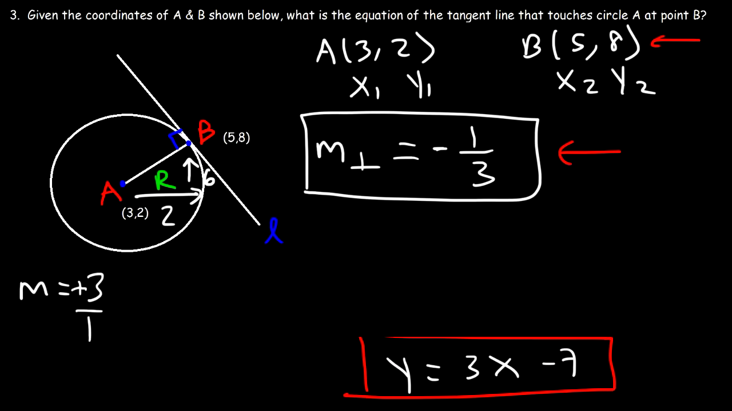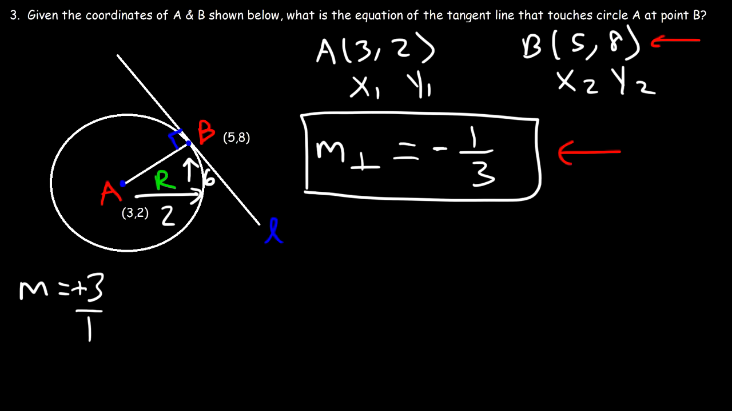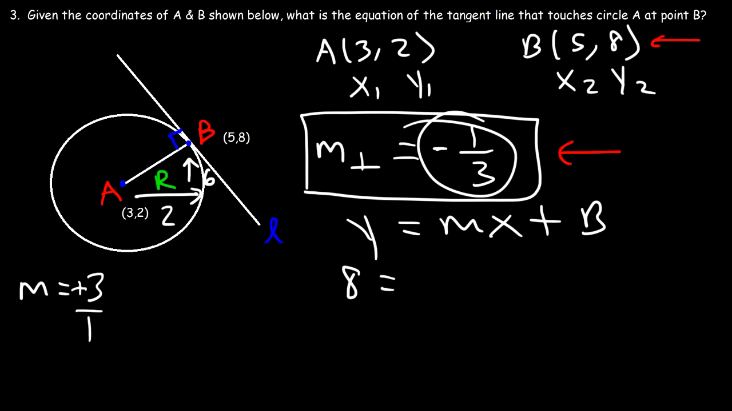So if you're given a slope and a point, you could use the point-slope formula like we did before, or you could use the slope-intercept formula. Both will work. This time I'm going to use the slope-intercept formula so you could see how to do it using both methods. So I'm going to replace y with 8, and m is negative 1/3, and I'm going to replace x with 5.